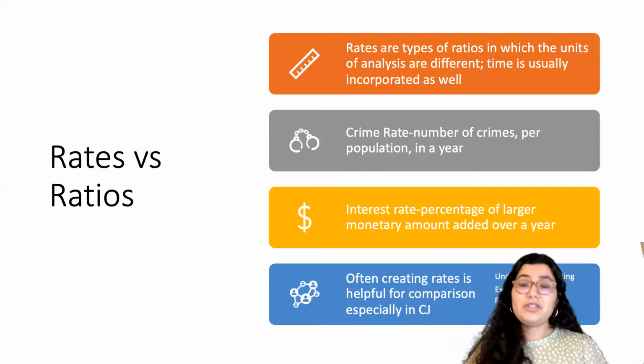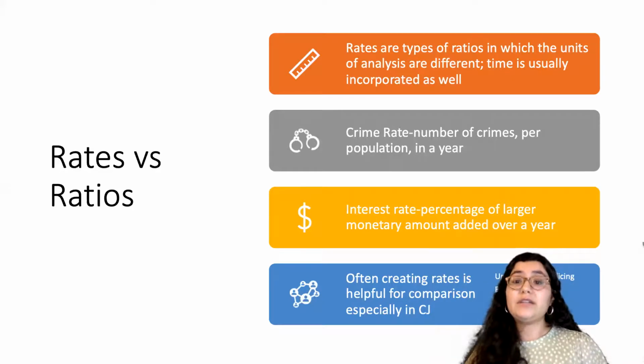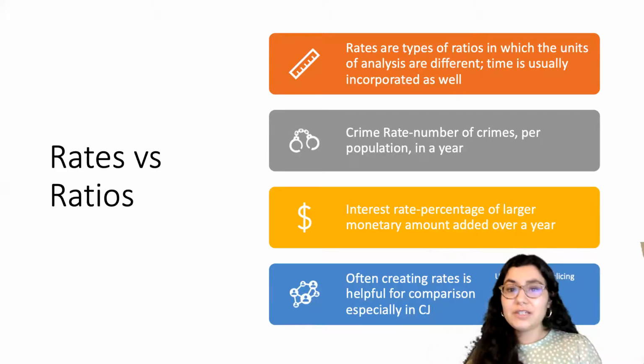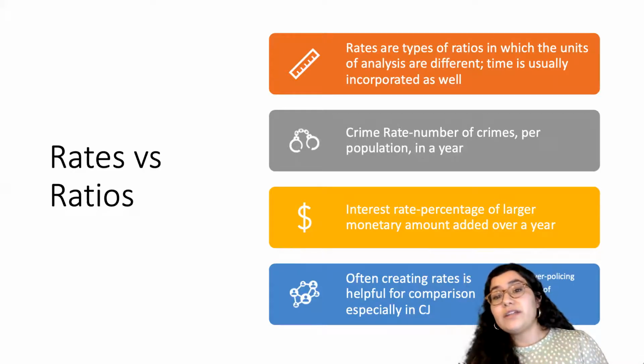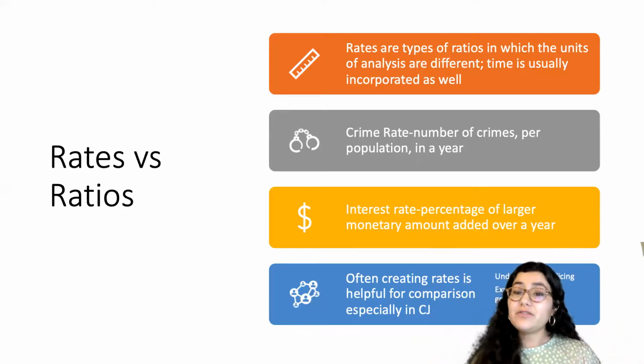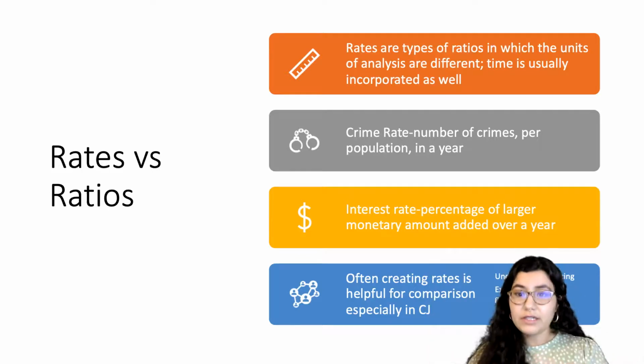So rates versus ratios can sometimes get a little bit confusing. Rates are actually types of ratios in which the units of analysis are different. Time is usually incorporated into rates as well. So crime rate is the number of crimes per population in a year. So we have multiple conversions there. Interest rate is the percentage of a larger monetary amount added over a year. So we have a percentage of something else over a year.